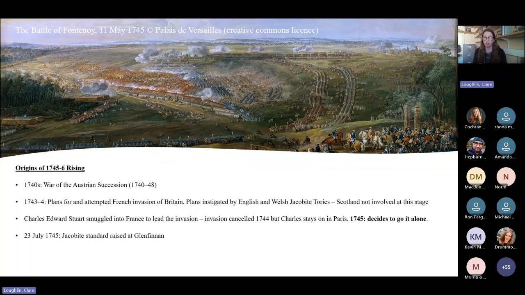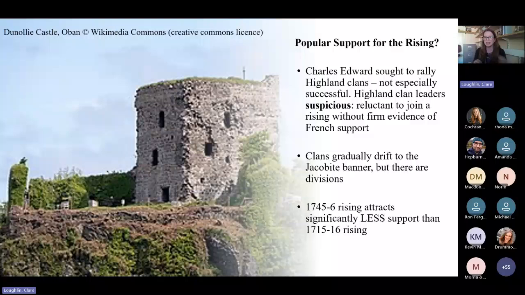This is the moment when Charles, with his small band of followers, lands in the Hebrides and then a few weeks later raises the Jacobite standard at Glenfinnan. But we have to ask, what's his reception like? Is there a lot of popular support for this rising, particularly among Highlanders? And the short answer is actually no, there isn't. The Highland clan leaders are very suspicious. They are very reluctant to join a rising without firm evidence of French support. They want to see an army, they want to see arms, they want to see ammunition, because they know that without that French backing, this is all going to be a bit pointless.